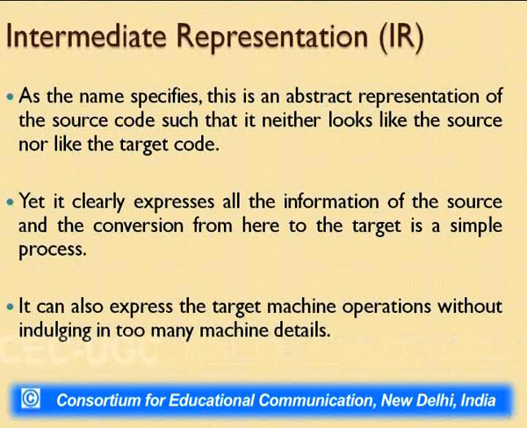It can also express the target machine operations without indulging in too many machine details. As we were saying in the first line, this is somewhere between the target and the source. So it should have the properties of the source as well as the target, and should not have that many jargons as far as the conversion process is concerned. So it should be relatively simple.